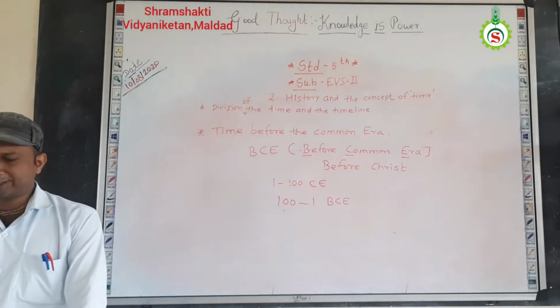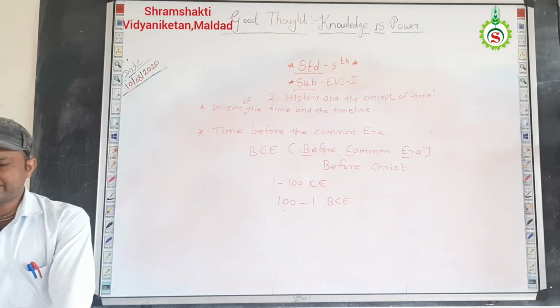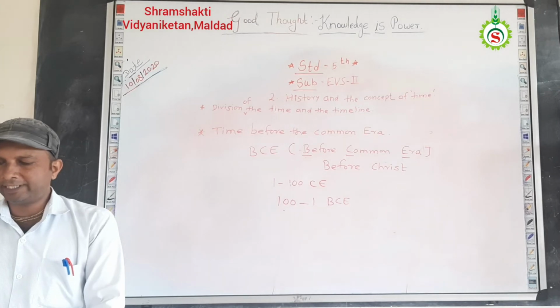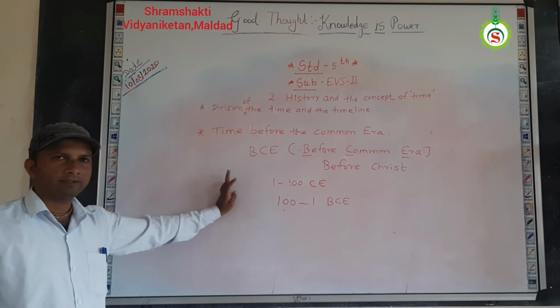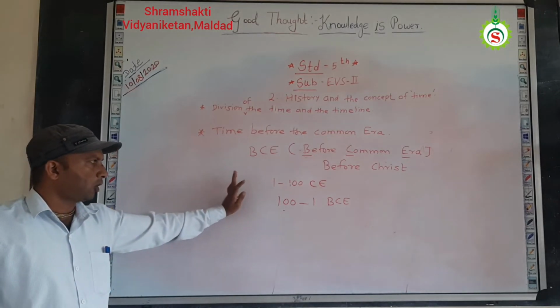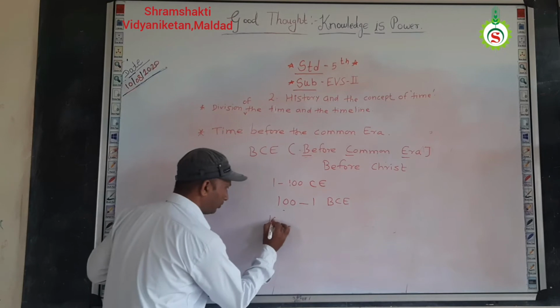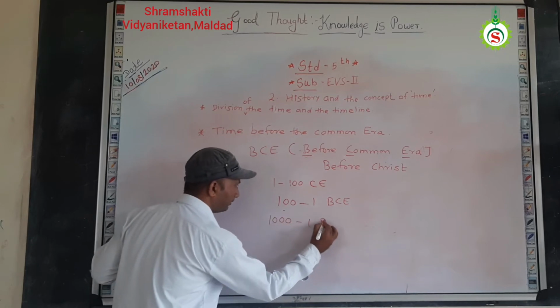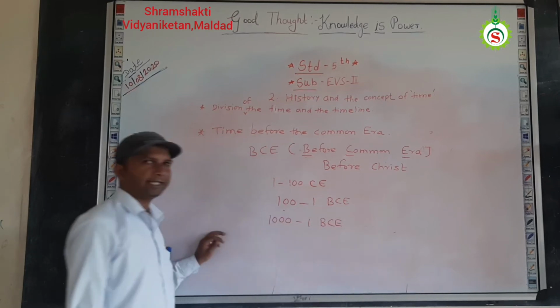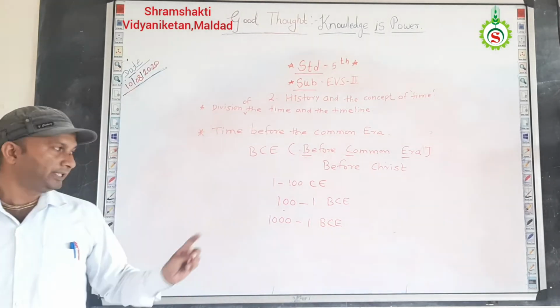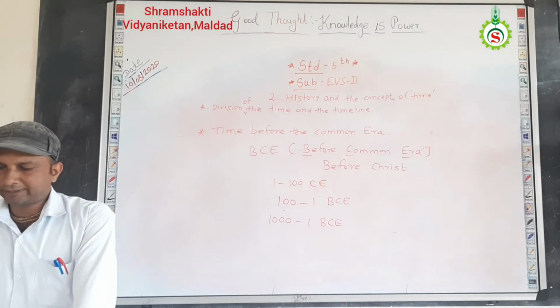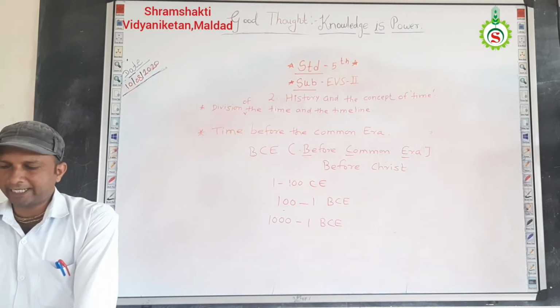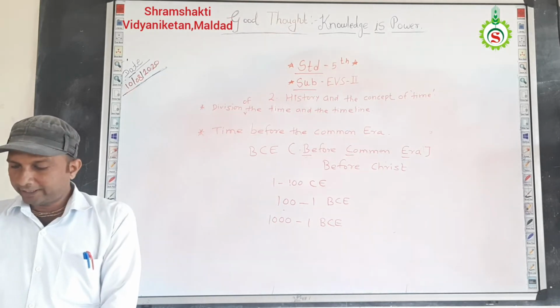Similarly, the first millennium before the common era begins at the year 1000 BCE and ended with the year 1 BCE. When we want to write one millennium before the common era, it is written as 1000 to 1 BCE. Understand? So BCE is always written in the reverse order. Let us look at some examples of this method of indicating time before the common or Christian era.